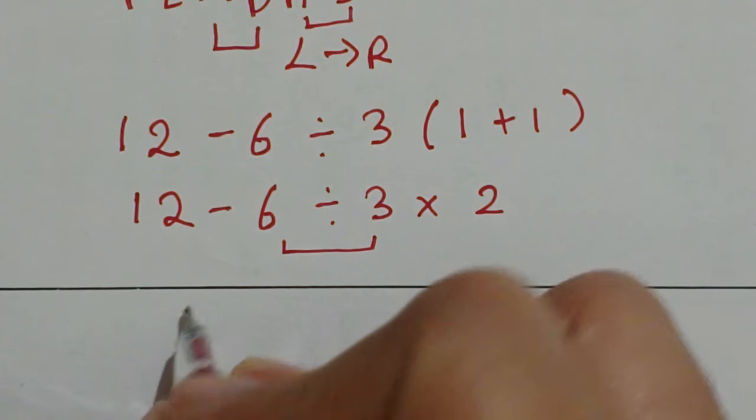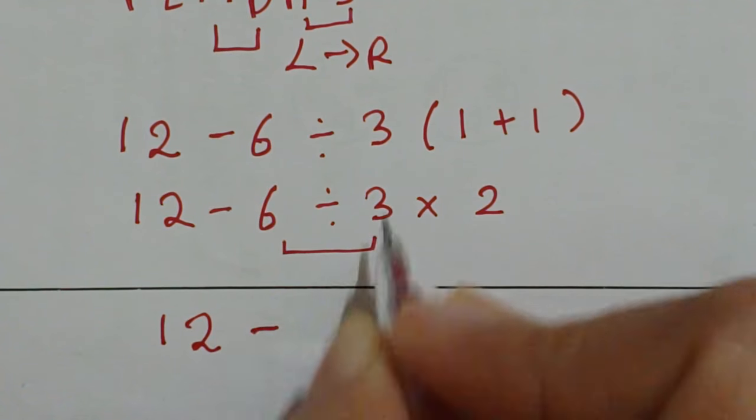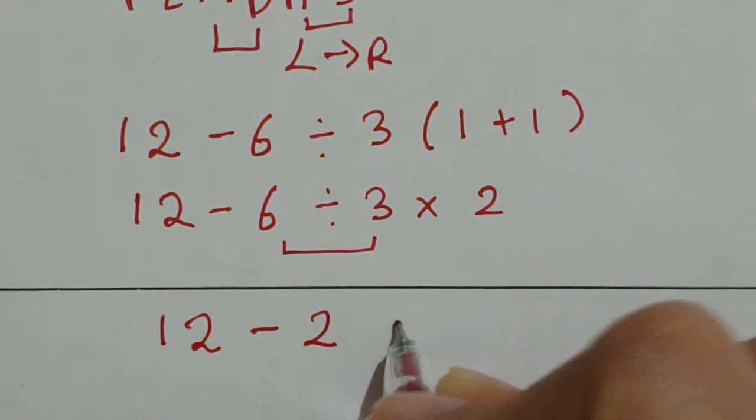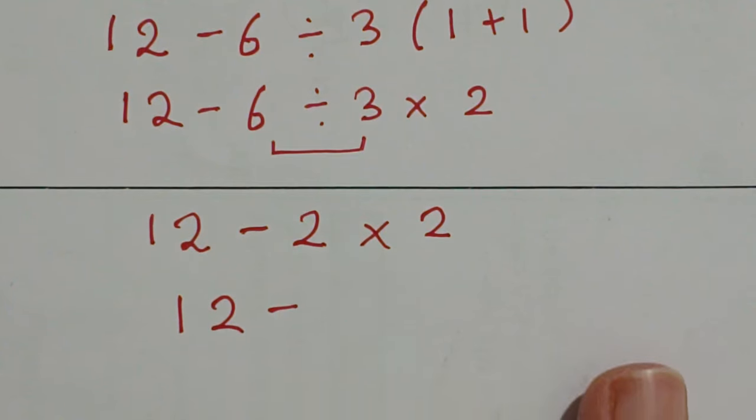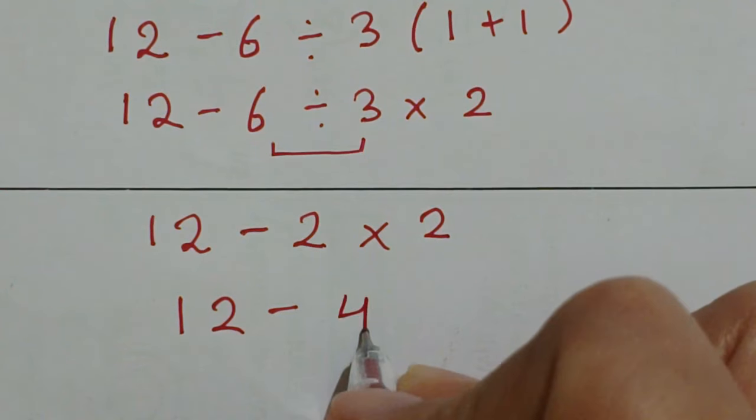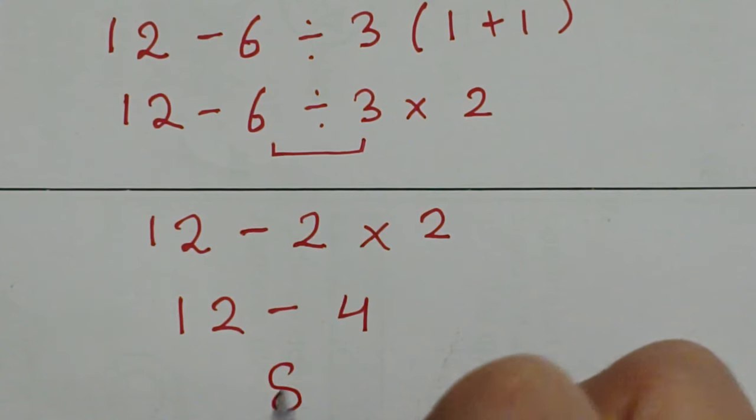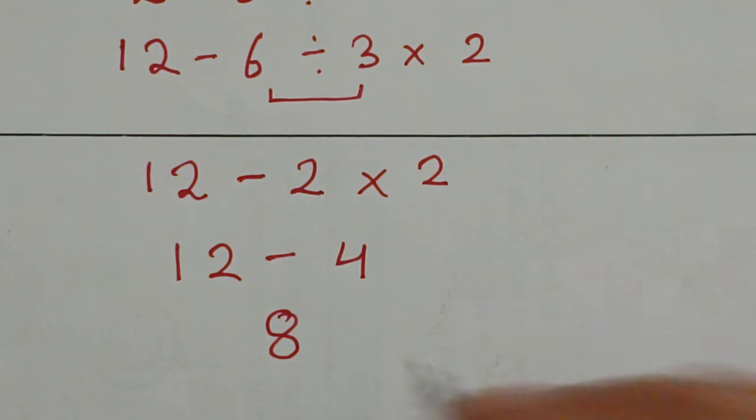So here comes 12 minus, 3 2s are 6. So 2 times 2. Then 12 minus 2 into 2 which is 4. 12 minus 4 which is 8. So 8 is the correct value for this expression.